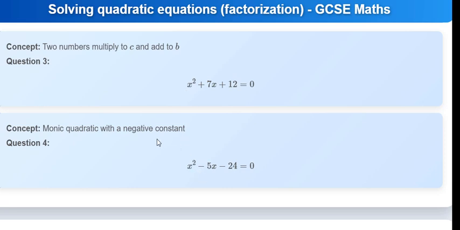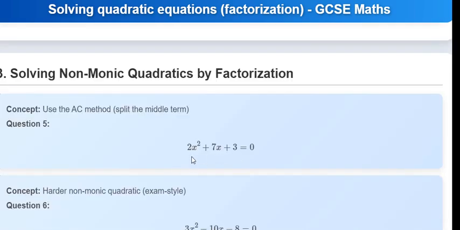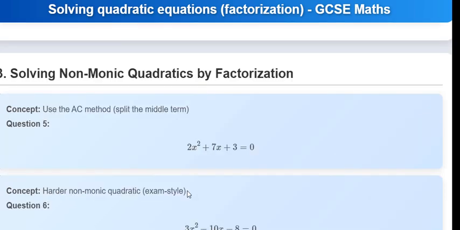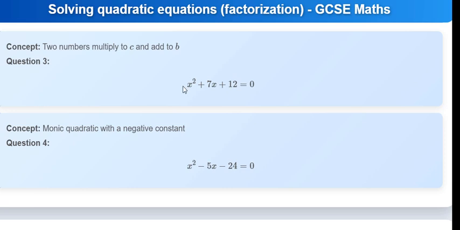Same case with this one, but a non-monic quadratic means the coefficient of x squared is not 1. So for example, in this case, we have 2, which is not 1. Here we have 3, which is not 1. So that is the difference between a monic and a non-monic quadratic. Let us try to solve this one using factorization.